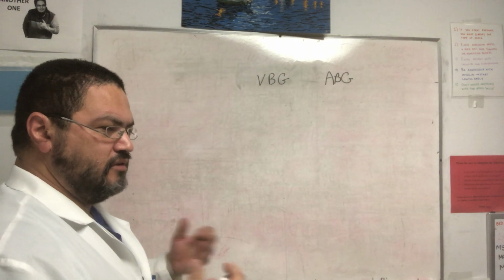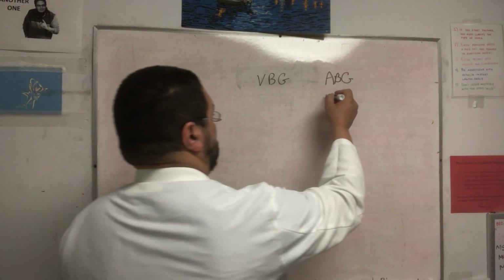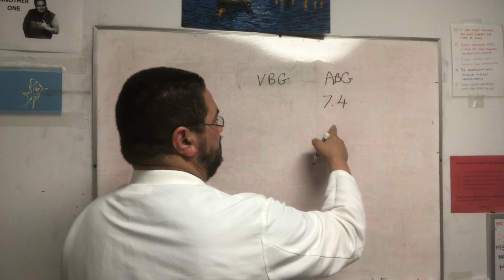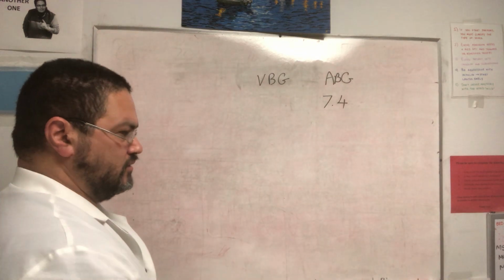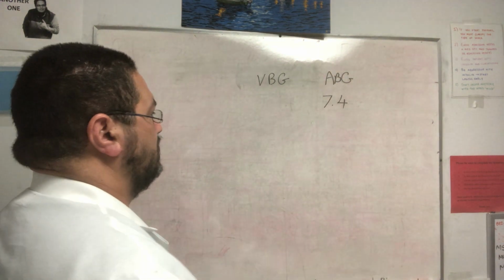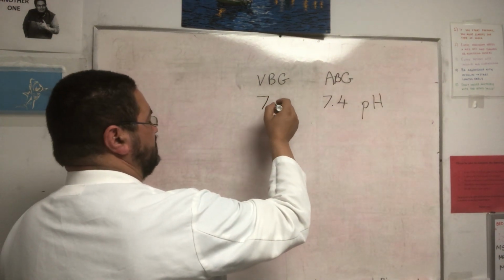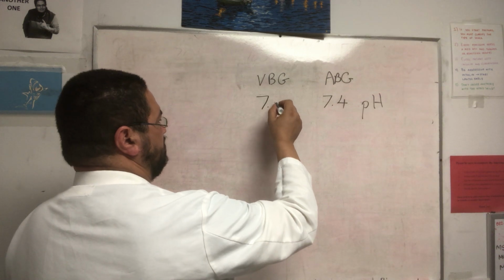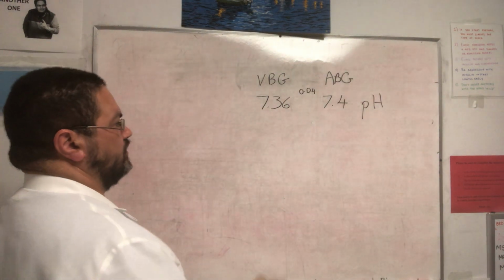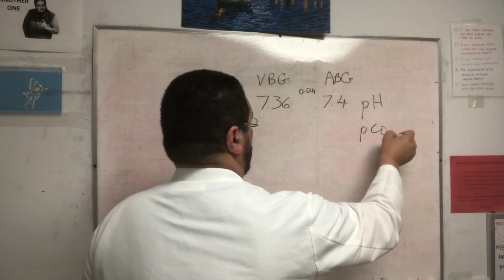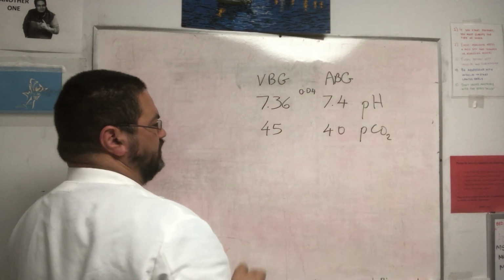If I throw at you a VBG, would you know what the patient's ABG should be? Yeah, that's the key. 7.4. By definition, just so you don't have to remember too many things, the VBG is more acidotic than the ABG, obviously, right? It's coming from the veins. So when you have a pH of 7.4 on the ABG, the equivalent pH in the VBG is 7.36, so 0.04 less, right? And if I give you a PCO2 on the ABG of 40, the PCO2 on the VBG is obviously going to be 45, higher by 5.